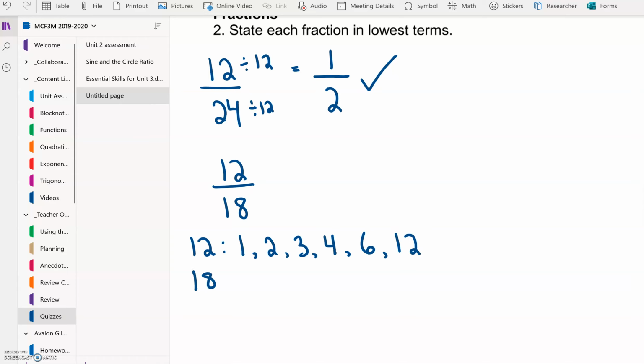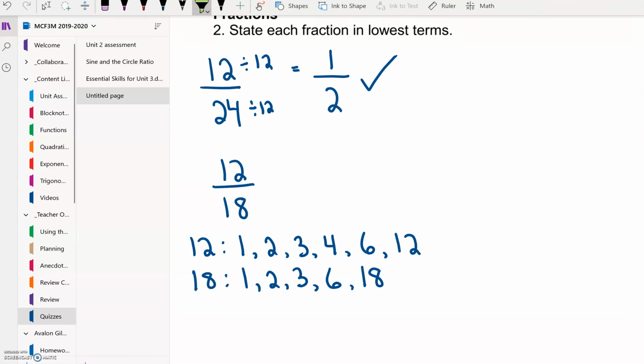And then I list the numbers that can be divided into 18. So by 1, by 2, you can divide 18 by 3, not by 4, not by 5, by 6, by 7, 8, 9, 10, 11, 12, 13, 14, 15, 16, 17. Finally, 18 does work. So we find the highest one. As you can see here, you can divide both evenly by 6.